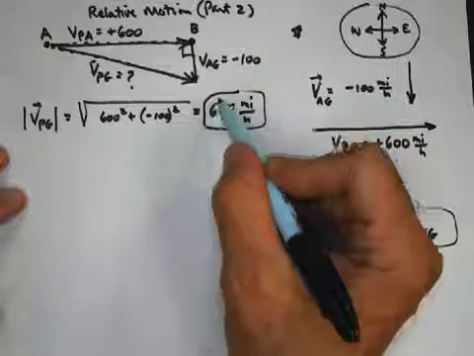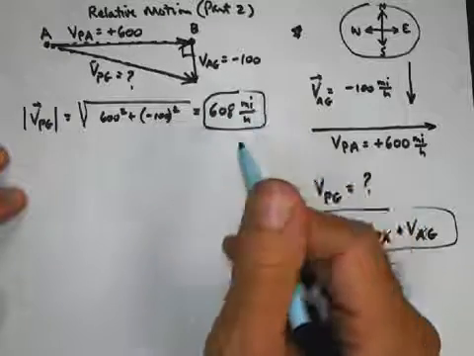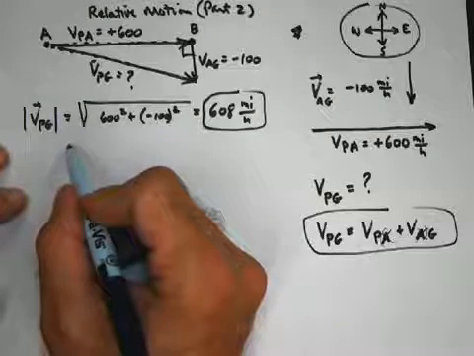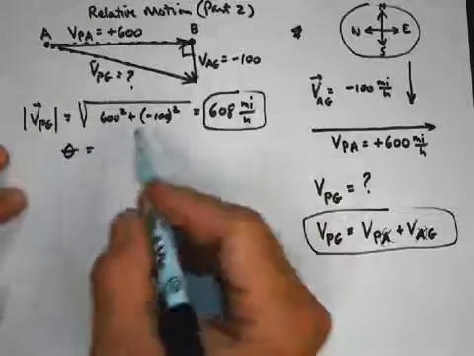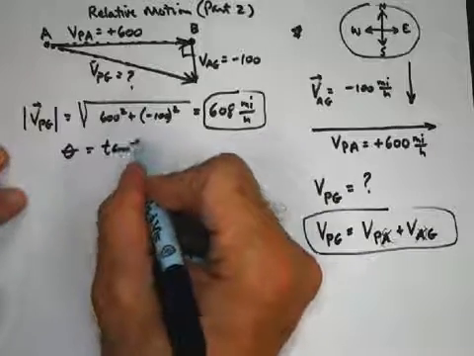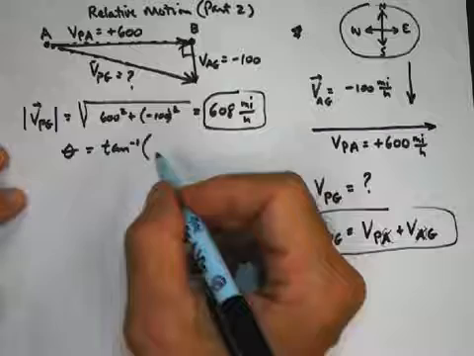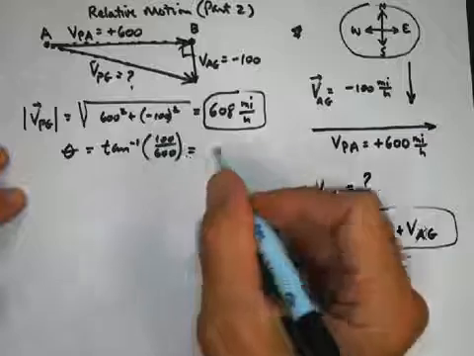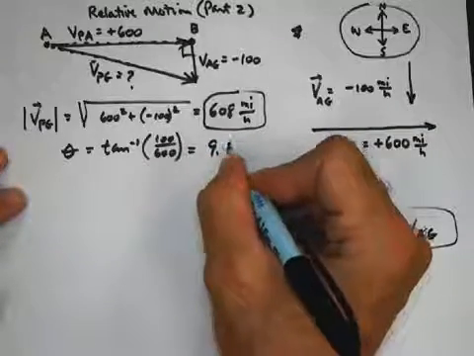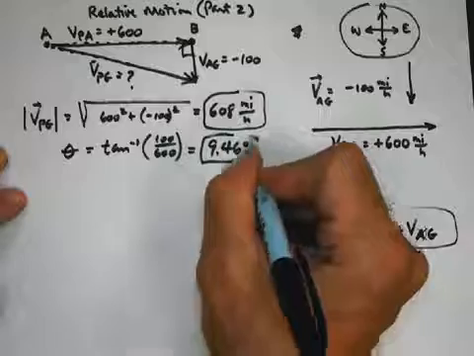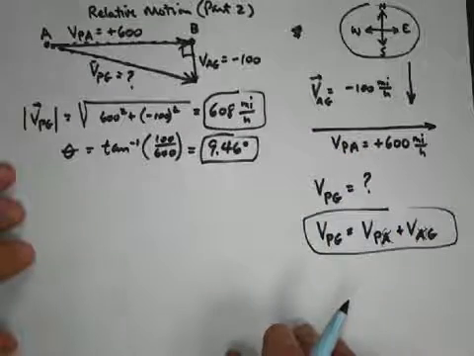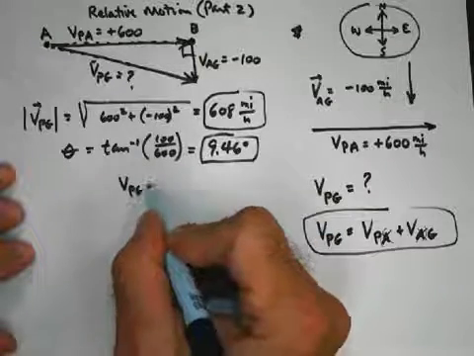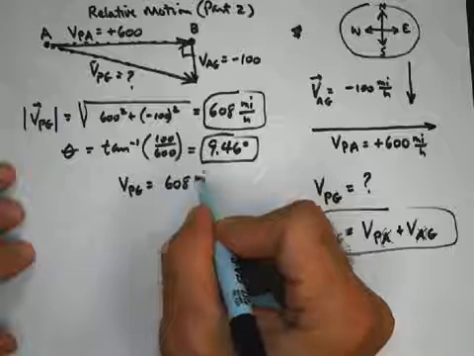How about the angle? Same approach as we've used in the past. We can just take that vector triangle and use the inverse tan of the opposite over the adjacent side. So that'd be 100 over 600. You can put a negative in there if you want, but all we care about is the reference angle. If you do the math, that comes out to be 9.46 degrees. So, in summary, the velocity of the plane with respect to the ground would be 608 miles per hour at a 9.46 degree angle.